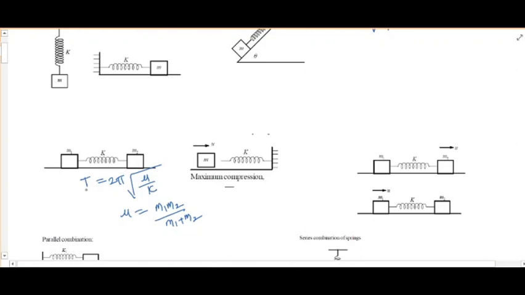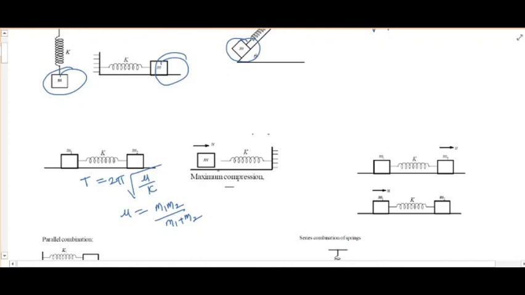In that case we have to consider, here is only one mass, here also one mass, here also one mass. In that case 2 pi into square root of m by k, whereas here 2 masses are connected to the same spring, in that case we have to consider a reduced mass, here reduced mass m1 m2 by m1 plus m2.